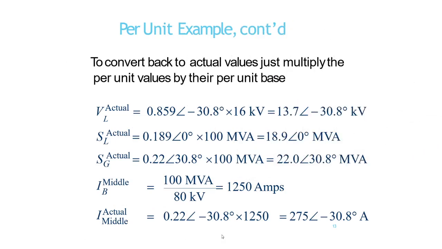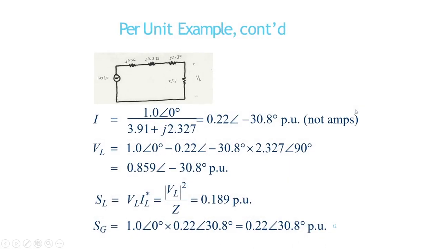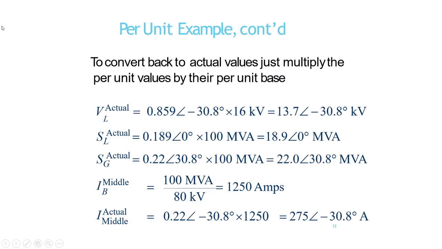per unit. To convert back to actual values, we have to multiply the per unit values by their per unit base. So VL actually is equal to 0.859 angle minus 30.8 into 16 kilovolt, which gives us the actual value, that is 13.7 angle minus 30.8 degree kilovolt. SL actual will be 0.189 angle 0 into 100 MVA, that is 18.9 angle 0 MVA. SG actual is 0.22 angle 30.8 degree into 100 MVA, that is 22 angle 30.8 degree MVA.